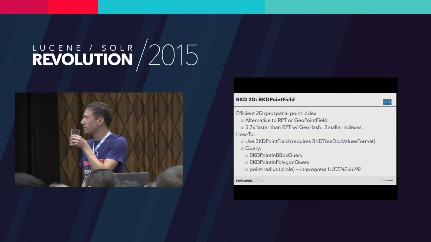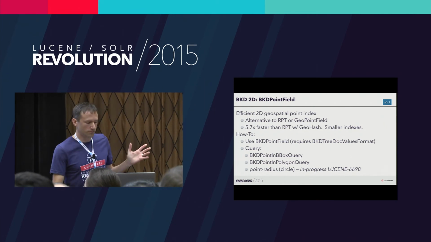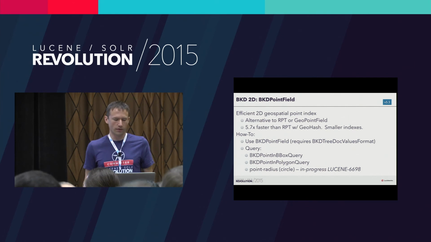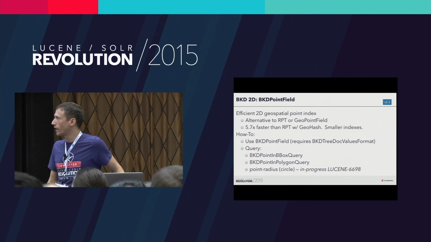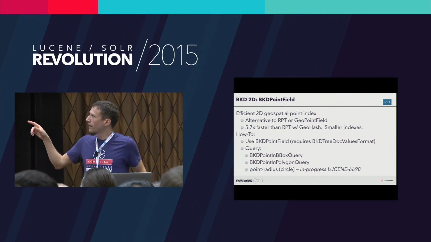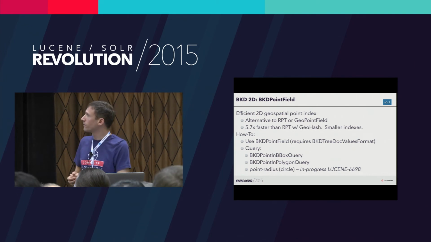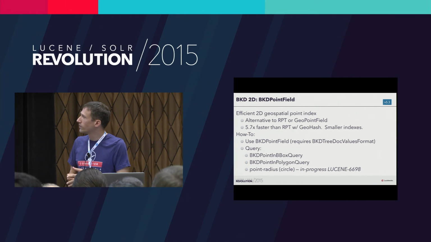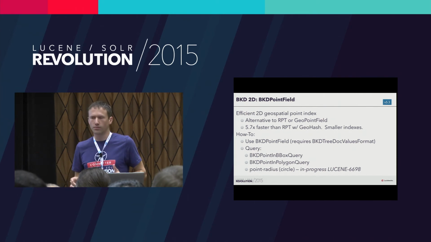So the 2-dimensional one is BKD Point Field. It seems to perform awesome. I forget exactly where the benchmark is lately, but things are moving along. It might be better than 5.7x. I don't know. I also forget what assumptions were made in that. But again, this looks very fast. And I think the indices are much smaller than the grid-based indices. And there's the bounding box, the polygon. The circle is not quite there yet. That's in progress. There's a bug to be figured out.